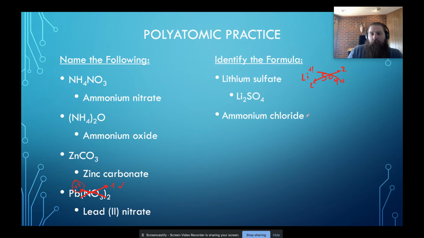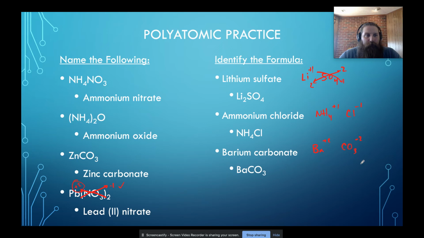Ammonium chloride. I know ammonium is NH4 +1. Chloride is chlorine. It's a halogen. It's -1. When I cross those charges, the 1s are going to cancel, so NH4Cl. Barium carbonate. All right, barium, group 2 metal, carbonate, CO3 2-. 2s are going to cancel, BaCO3.